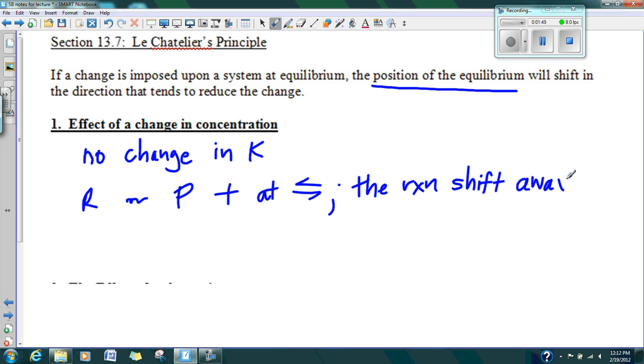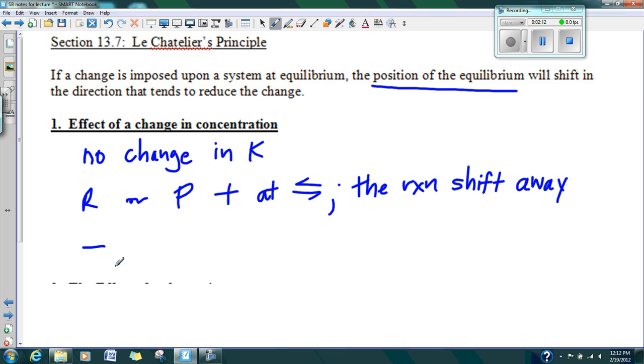So if you think about this, if I add some more reactant, the equilibrium is going to shift right. It's going to shift away from it, which should make sense to you. The equilibrium position is going to move away from it so that it can reestablish the equilibrium and build up some more product.